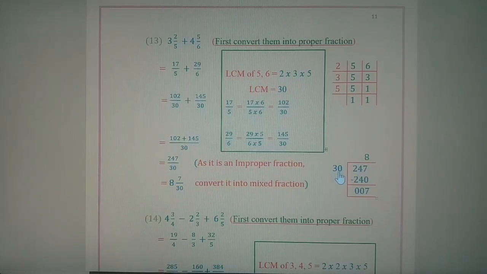247 divided by 30. 31s are 30, 32s are 60, 33s are 90, 34s are 120, 35s are 150, 36s are 180, 37s are 210, 38s are 240, and 39s are 270. 39s are 270 is more than 247. So we cannot take 39s table. We have to take a smaller table. 38s are 30 multiplied by 8 is equal to 240. 240 is smaller than 247. Now we can subtract them. 247 minus 240. The remainder is 7.